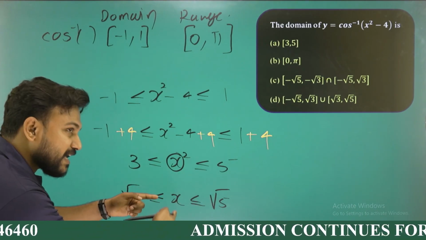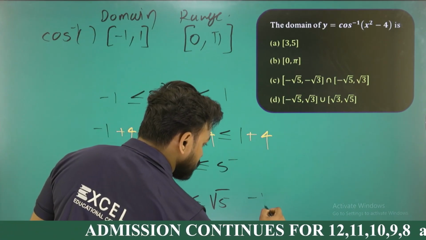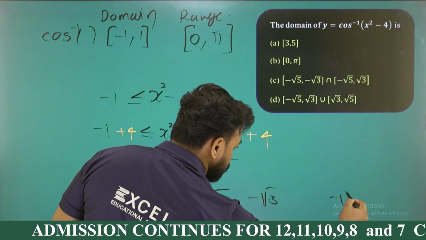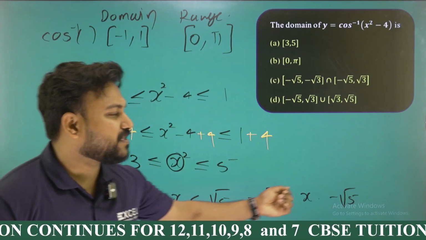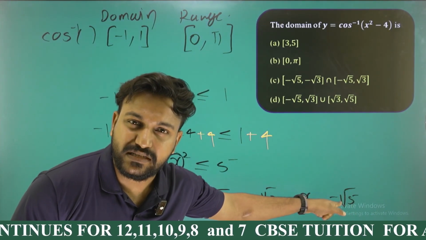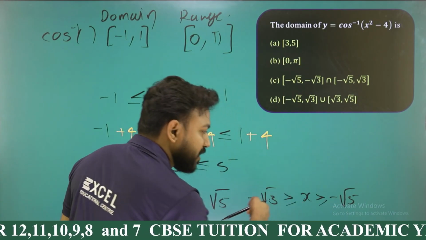But this x also can become negative values. That are what? Minus root 3 and minus root 5 and x. But the problem is, which one is the smaller one? This is the smaller one. This is the smaller one. So we have to write it like what? This is the smaller one and this is the bigger one.